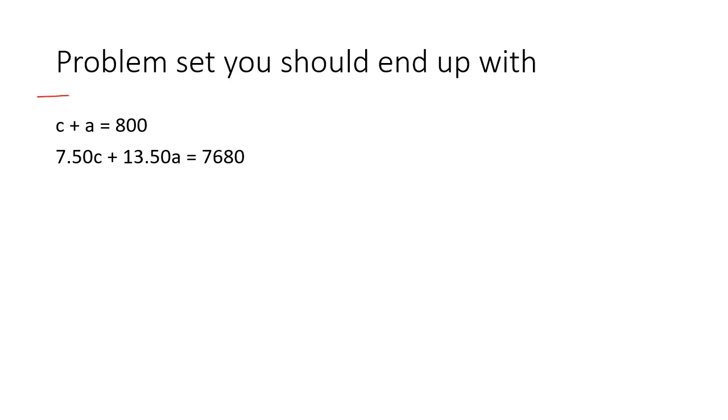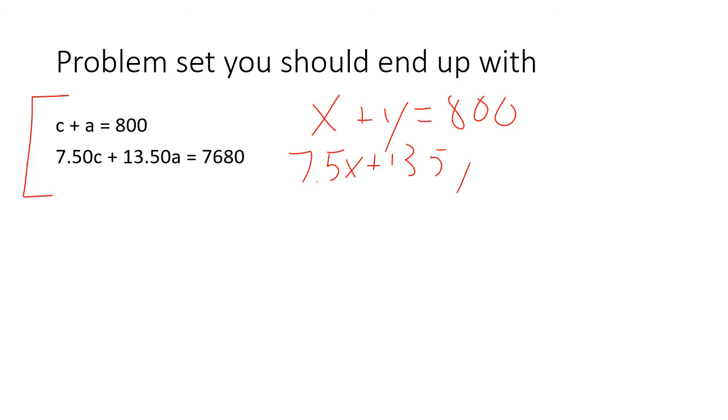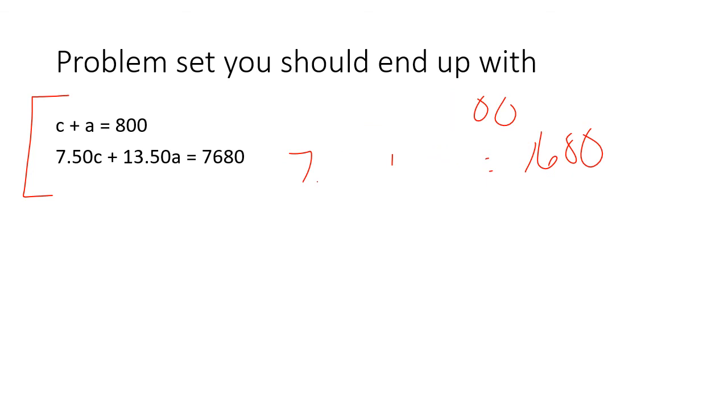If you are given a set of equations, C plus A equals 800, and 7.5C plus 13.5A equals 7,680, how are you going to figure out what C and A equal? So this is essentially the same thing as saying X plus Y is equal to 800 and 7.5X plus 13.5Y is equal to 7,680. But we're going to go ahead and just use C and A for this.